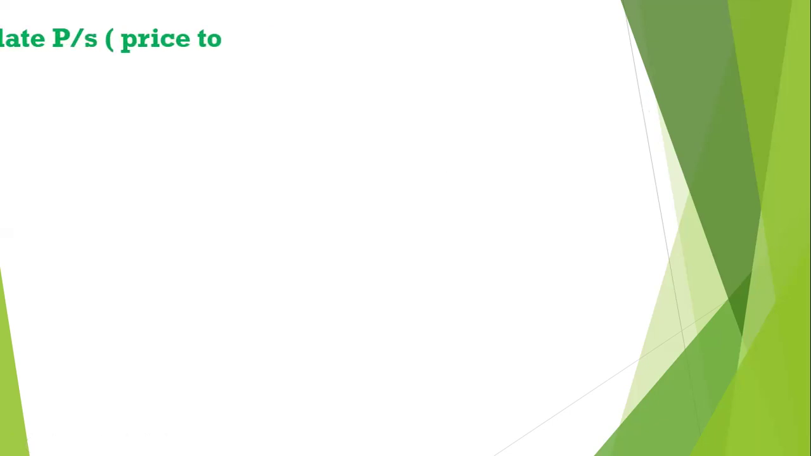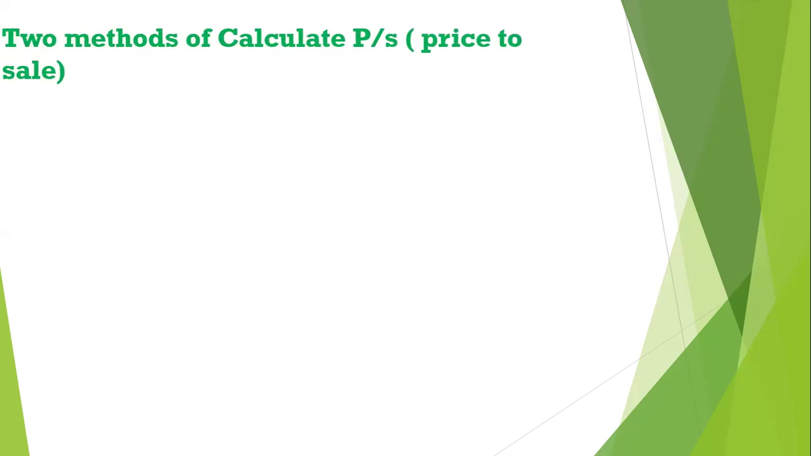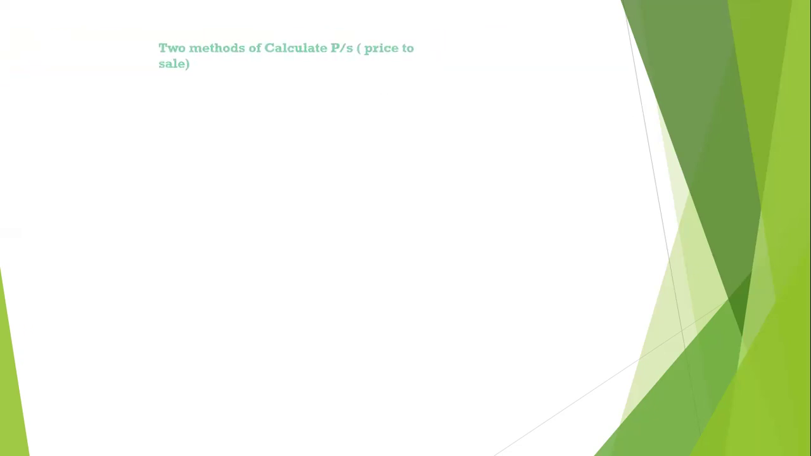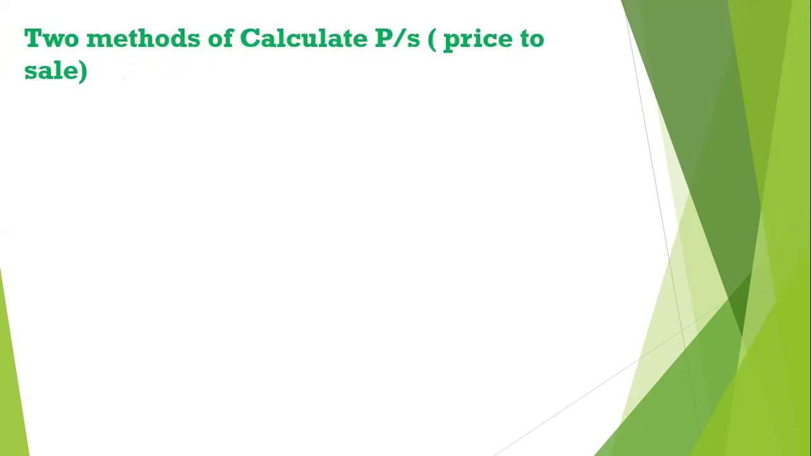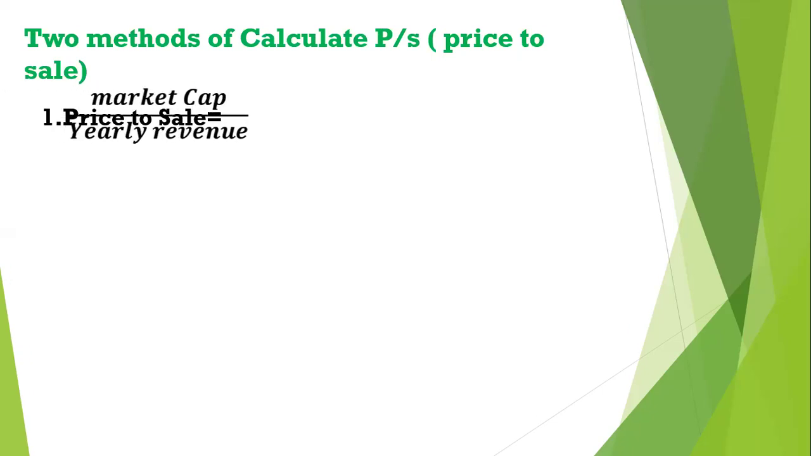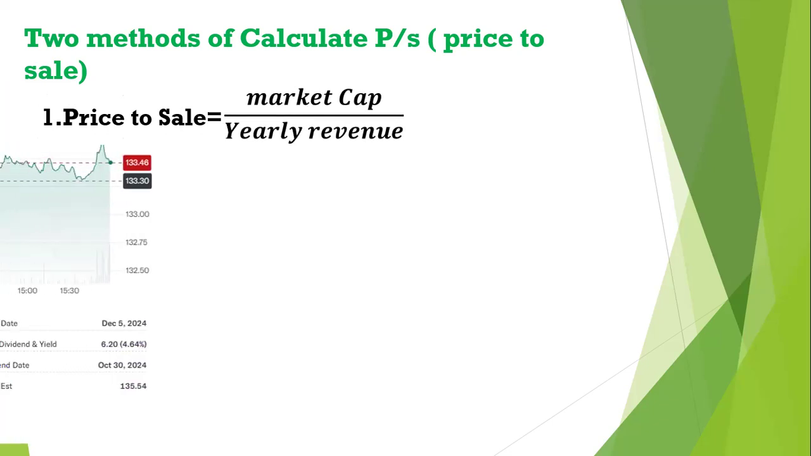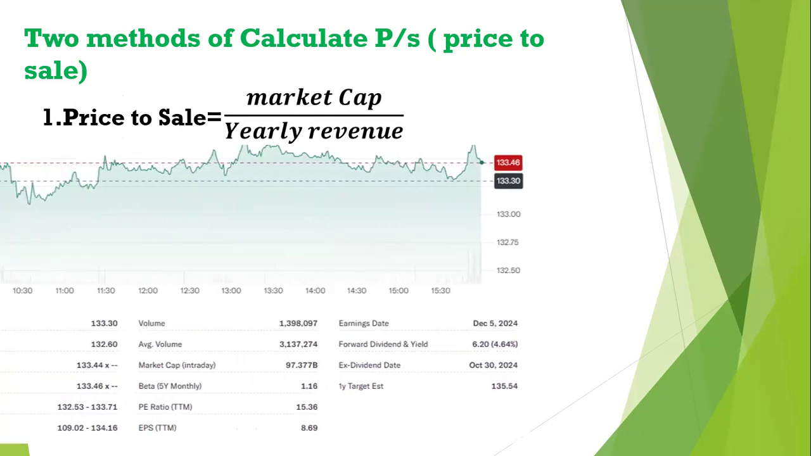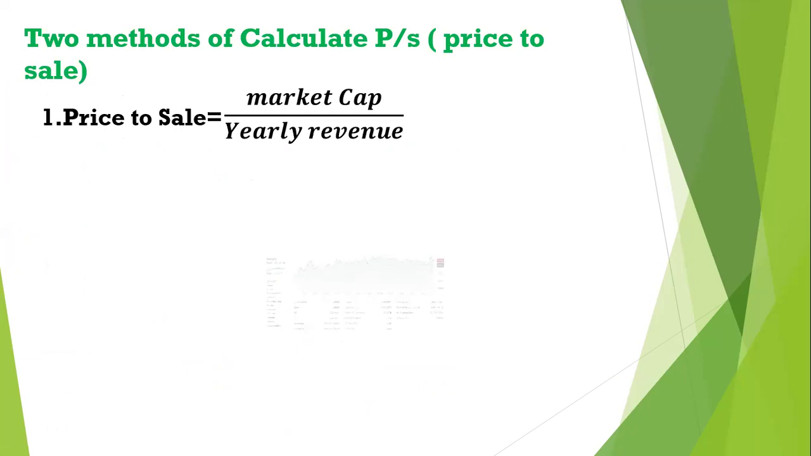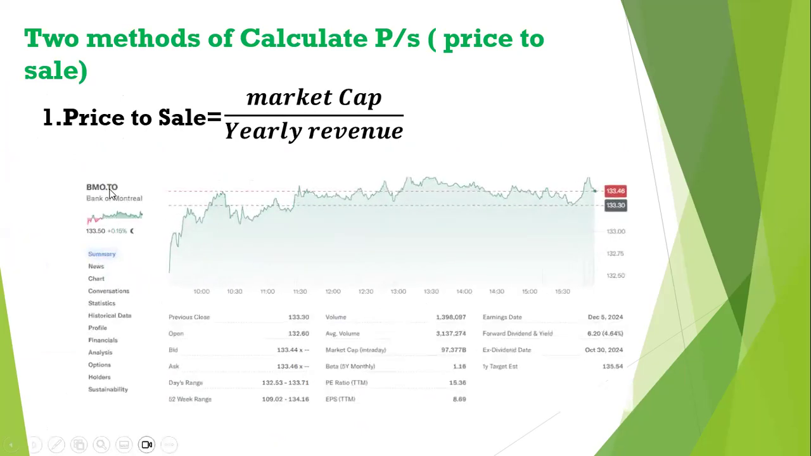Now let's do the calculation. We will just run through it because it's not that important. These days people use apps to just get numbers. They feed everything in and it gives out the number. So it's just for the whole picture of the price to sale ratio calculation. We use two methods. One is market cap over yearly revenue. The next one is price per share over revenue per share.